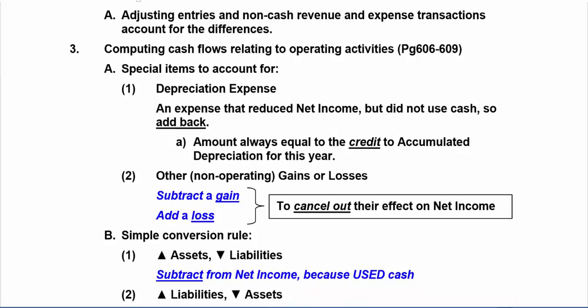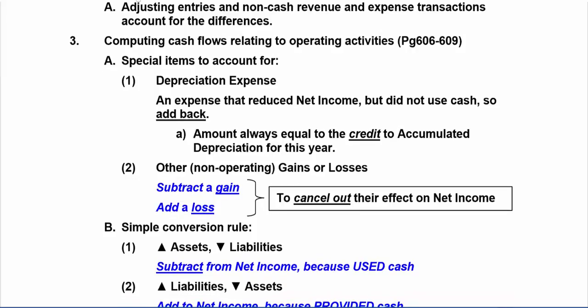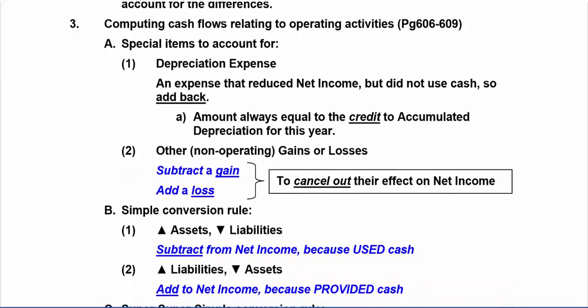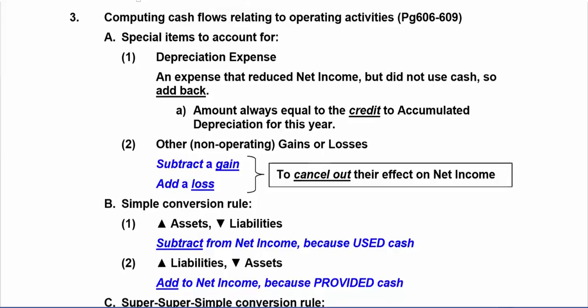Liabilities going up or assets going down both do the opposite. We would add them to net income. If your liabilities go up, that means you did not pay the cash. You said, charge it. Or if your assets went down, that means essentially you got rid of an asset and replaced it with cash.